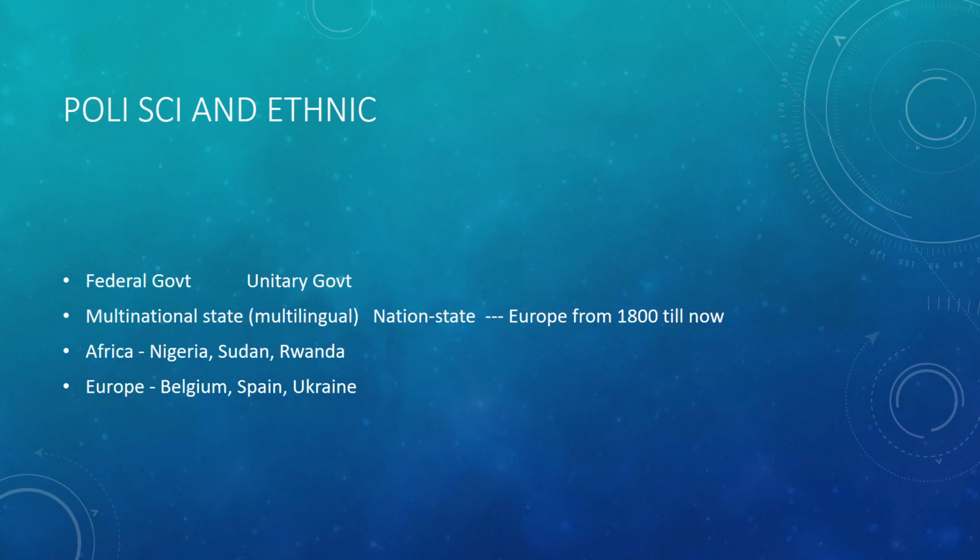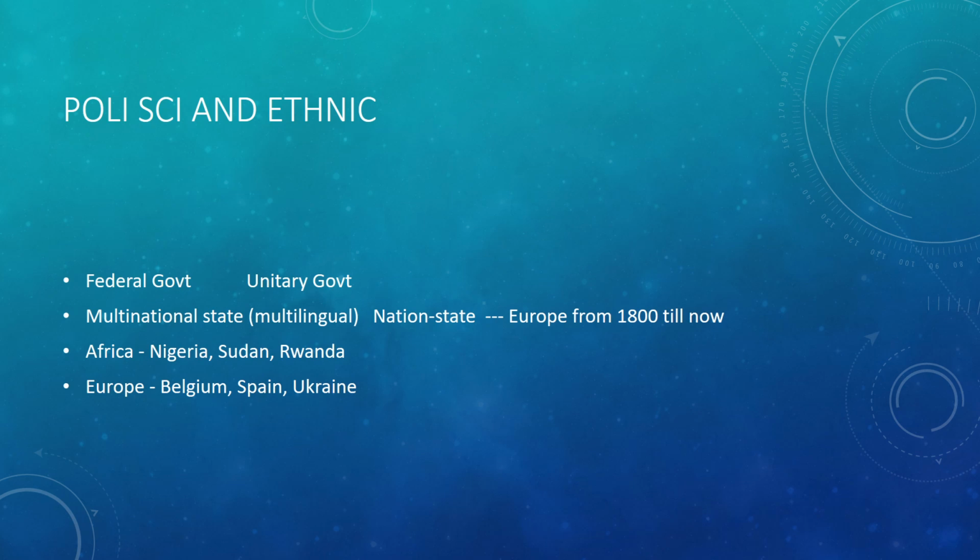Federal versus unitary government. A federal government is one that gives more power to the provinces. We are seeing more of this as of late, and it's because multinational states are trying to give more representation to different ethnic groups. Unitary means there's one set of rules for everyone in the country. Nation states, dictators, that kind of thing tend to go unitary.